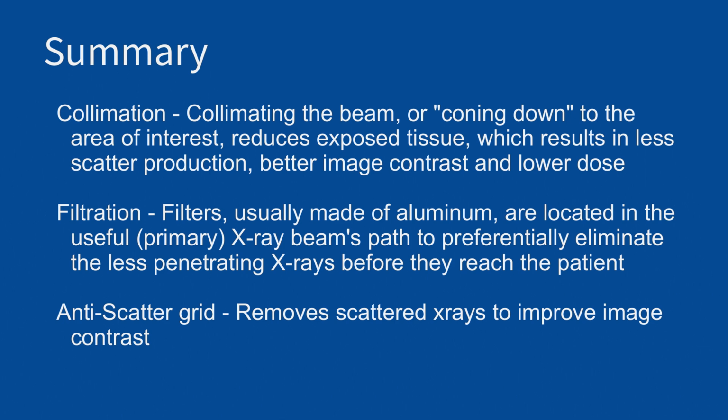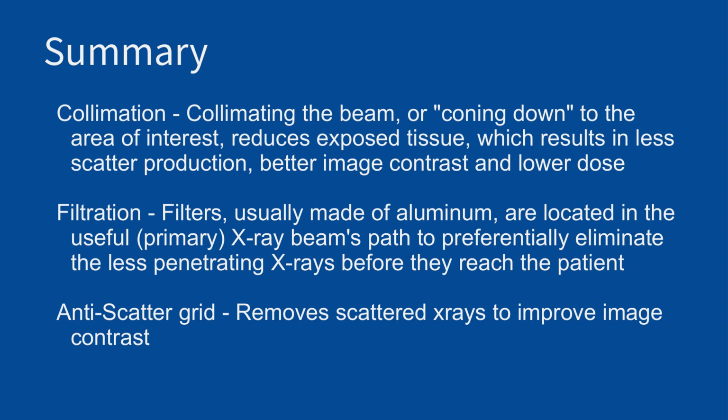So summarizing some of these image production techniques here, we have the collimation, which allows us to collimate or cone down the beam to the area of interest. Again, this is good because it reduces the exposed tissue, gives us less scatter radiation, which ultimately results in better image contrast and lower dose to the patient and the operator.